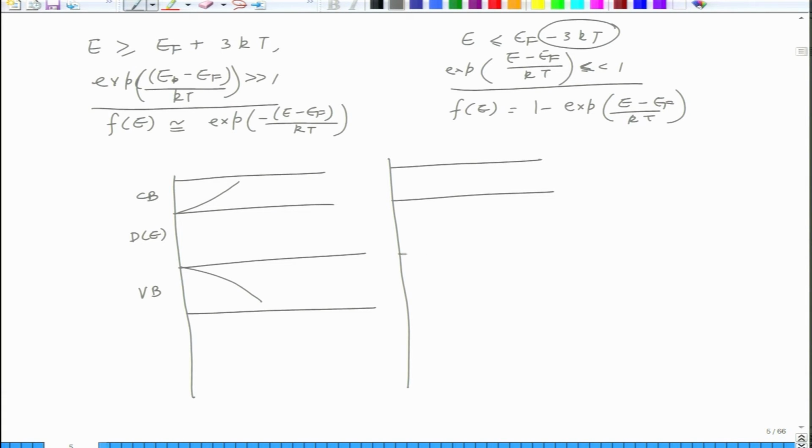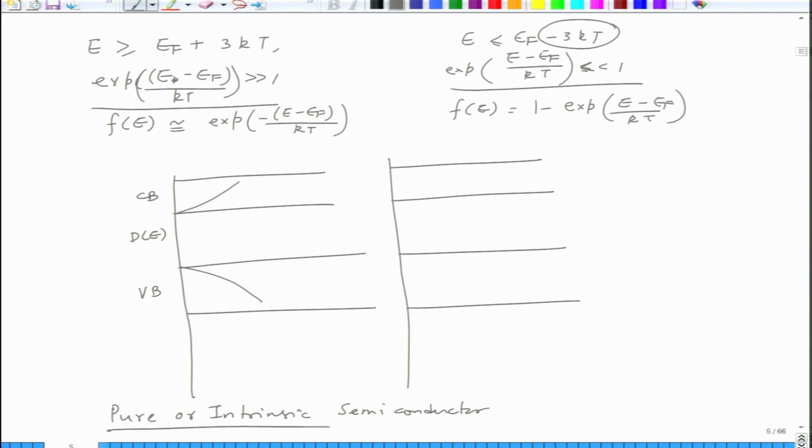For an intrinsic semiconductor, so this is for a pure or intrinsic semiconductor, the Fermi level lies right at the middle. So this is the position of Fermi energy. This is Ef, okay. So you can see that.